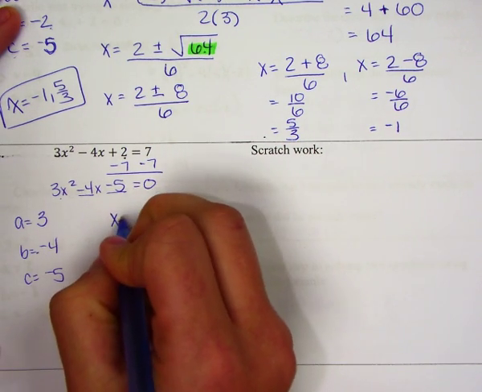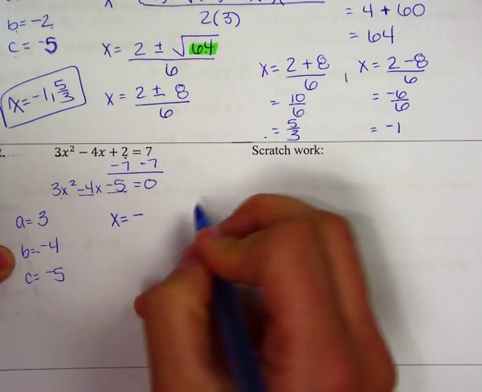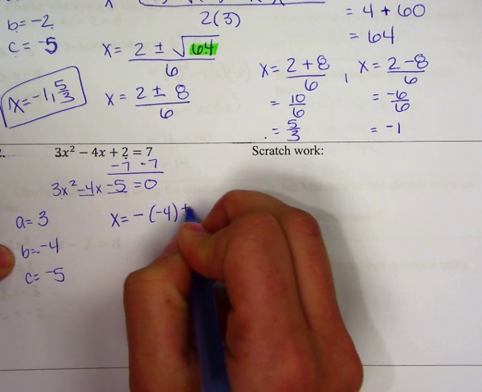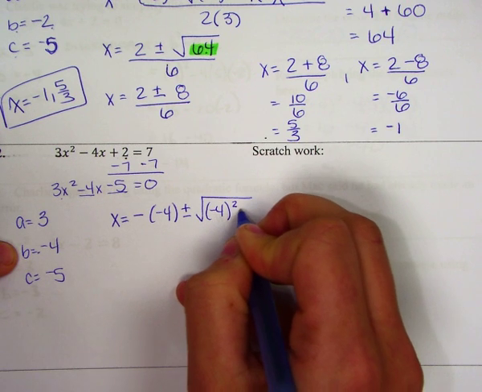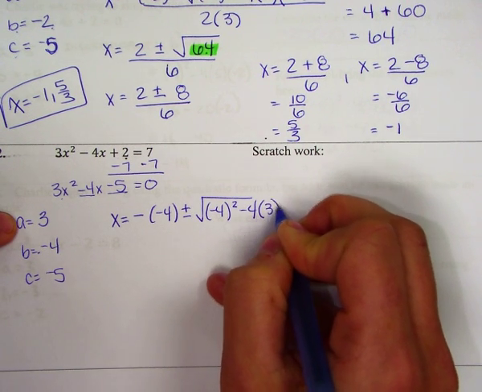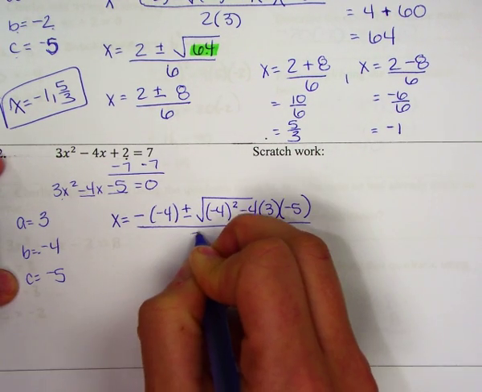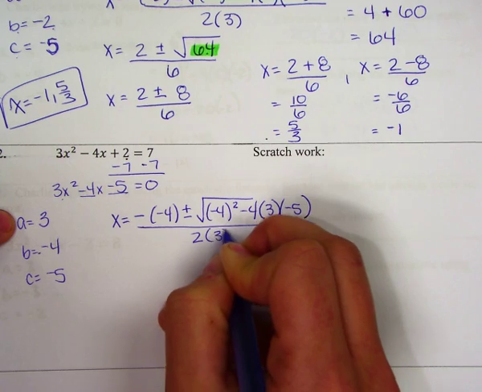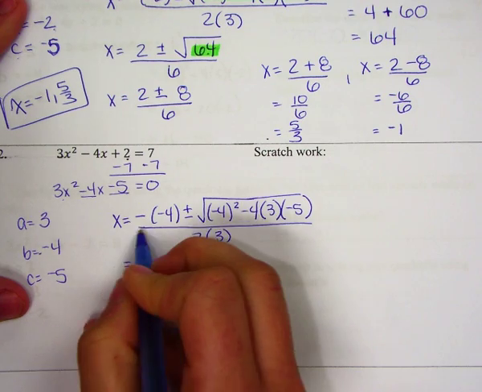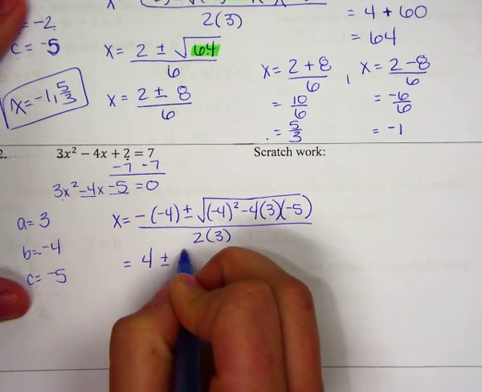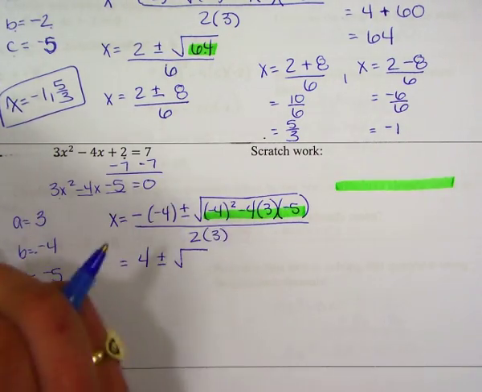So, plug it into the quadratic formula. X equals negative b plus or minus the square root of b squared minus 4ac, all over 2a. Start to simplify it. Negative times negative is a positive. That stuff underneath the square root is pretty complicated, so I'm going to come to the side and do some scratch work.